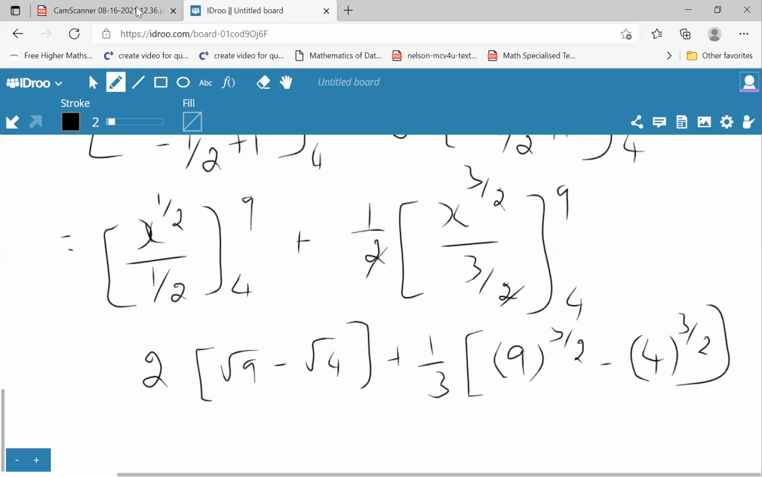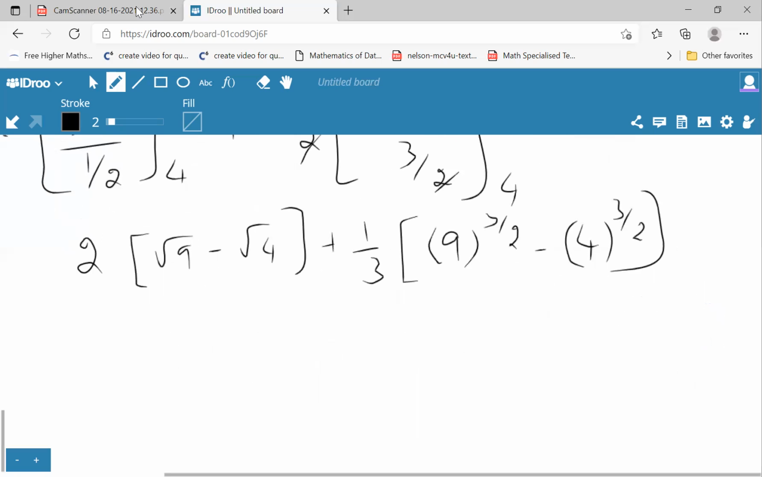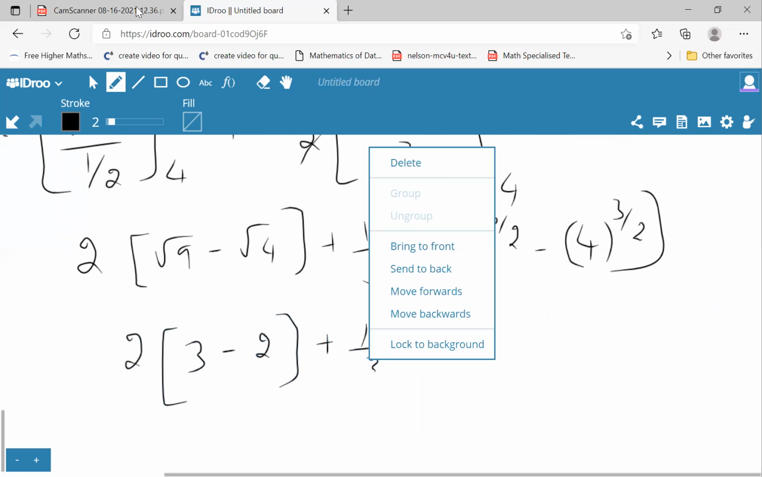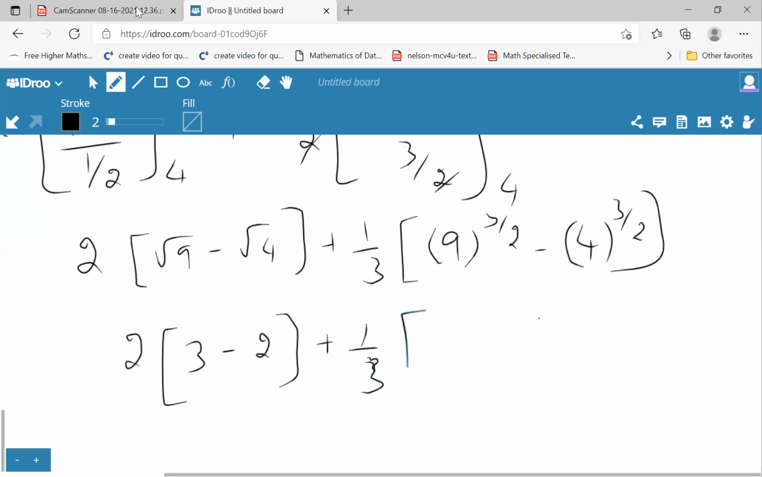So that would give you 2 into root 9 is 3, root 4 is 2, plus half into, sorry, 1 by 3 into 9 can be written as 3 squared. So 2 will get cancelled. So 3 cubed is 27.